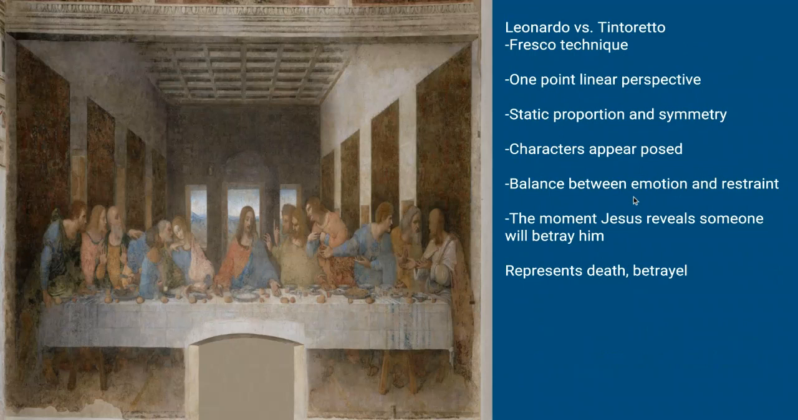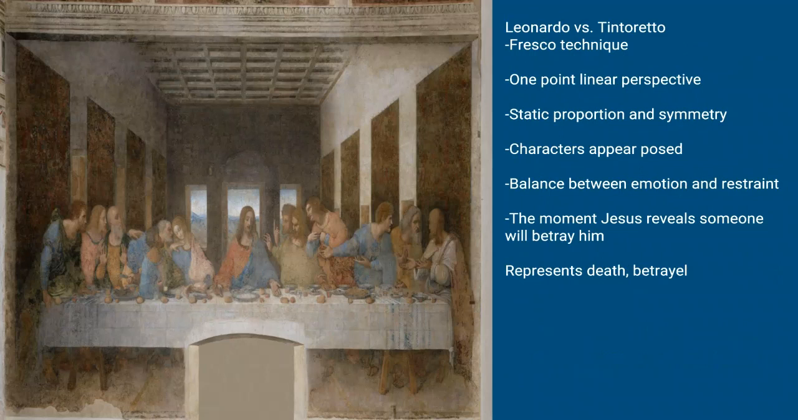So when we compare that painting to Leonardo da Vinci's painting, it shows a very dramatic change in art and the concept of art for almost over a century. The Last Supper created by Leonardo was made by the fresco technique. It is a one-point linear perspective, so Jesus is the focal point here, and behind him are three paned windows which symbolize the Holy Trinity. Leonardo was very interested in symmetry and proportion, so compared to Tintoretto's, it appears a bit more static and modeled.